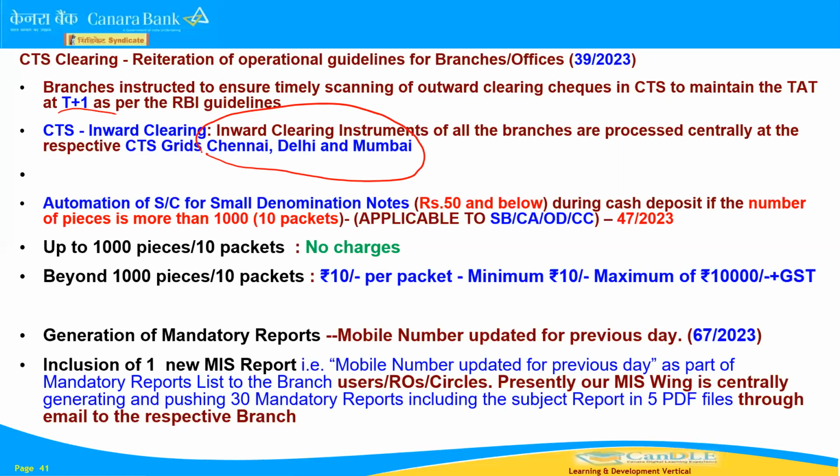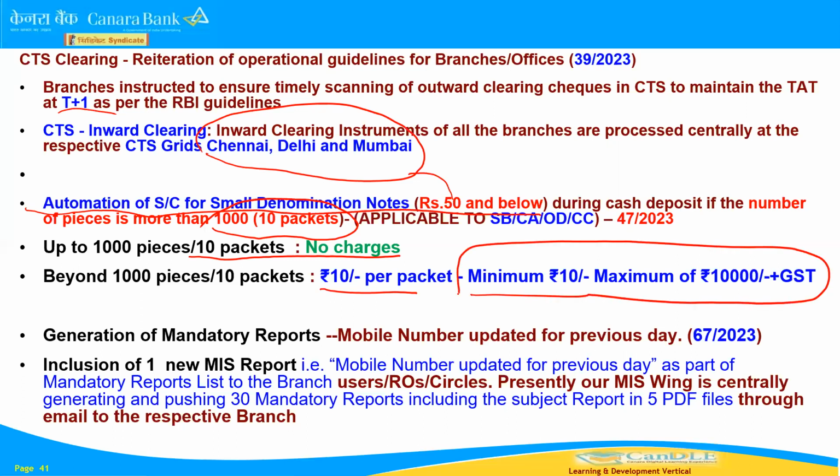Then, automation of service charges for small denomination notes. 50 rupees and below. If anybody is depositing 50 rupees and below, if you punch the data in your cash receipt, automatically the system will collect the data. How much? When the number of pieces is more than 1000. If it is more than 10 packets, then only it will charge. Up to 10 packets, no charge. Above 10 packets, please remember 50 and below: 10 rupees, 20 rupees, 50 rupees. If more than 1000 pieces somebody is giving you in cash, then 10 rupees per packet. Minimum 10, maximum 10,000. This charge you have to remember.